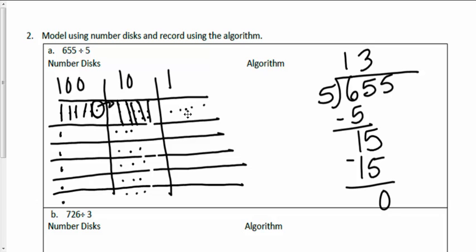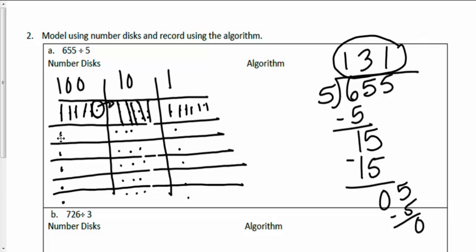So I have 5 ones left to divide. So over here I've got my 5 ones. That's going to be 1 in each group. 1, 2, 3, 4, 5. And that's going to use all of them. I don't leave any remainders. So I have 1 in each group. 5 minus 5 is 0. So my quotient over here with my standard algorithm is 131.